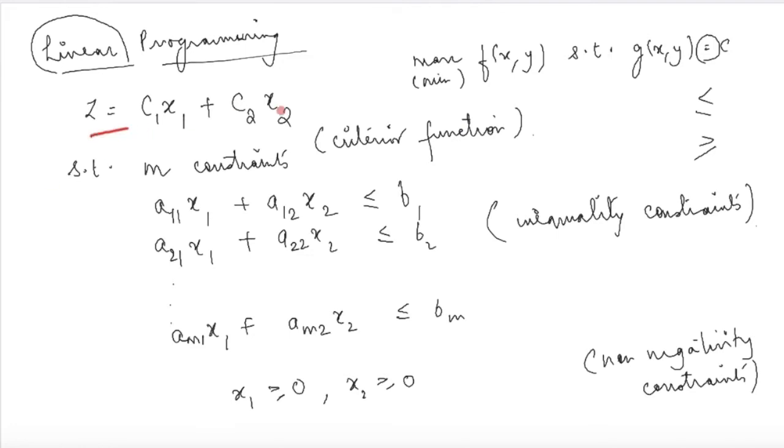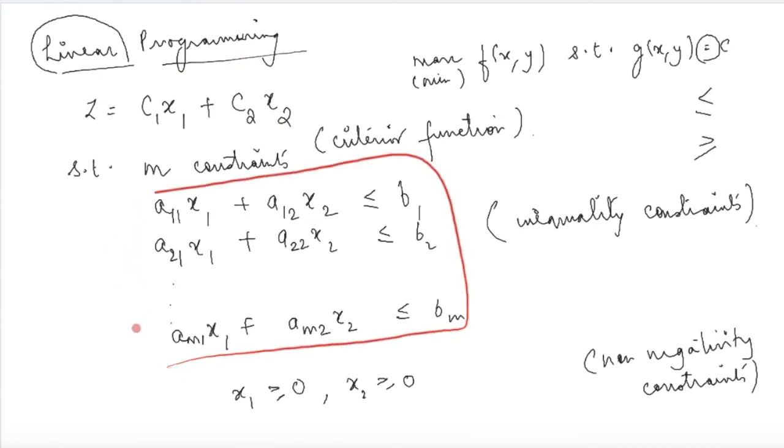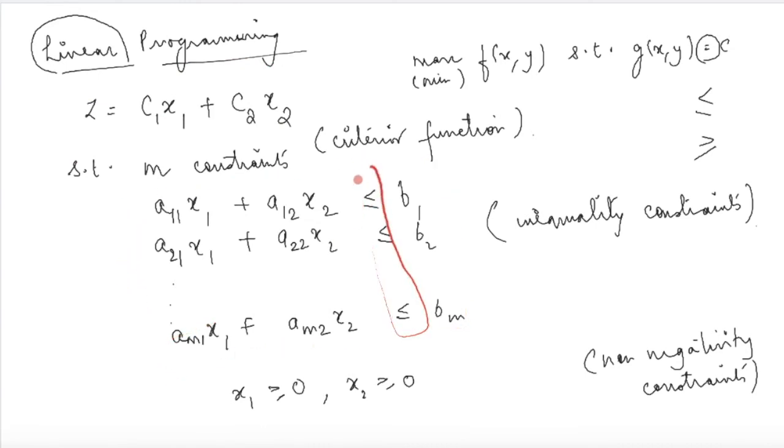You have a criterion function which has to be optimized. Here there are two decision variables. You want to know the x1, x2 values such that this function is optimized. You have these m constraints here, and all of these constraints are linear and have an inequality sign. Then the last constraint is the constraint on the decision variables, which is that the decision variables are non-negative values.